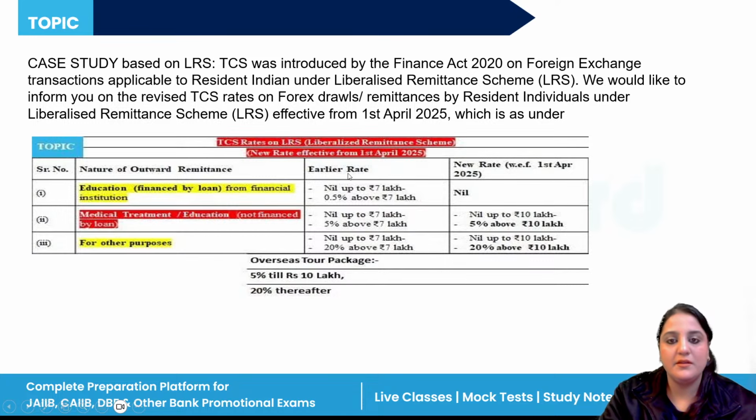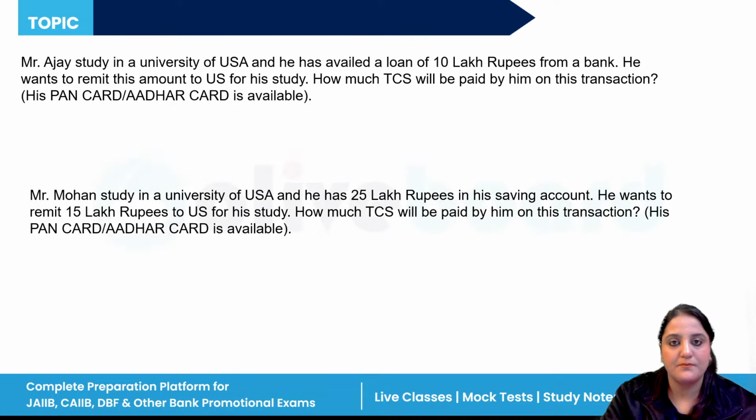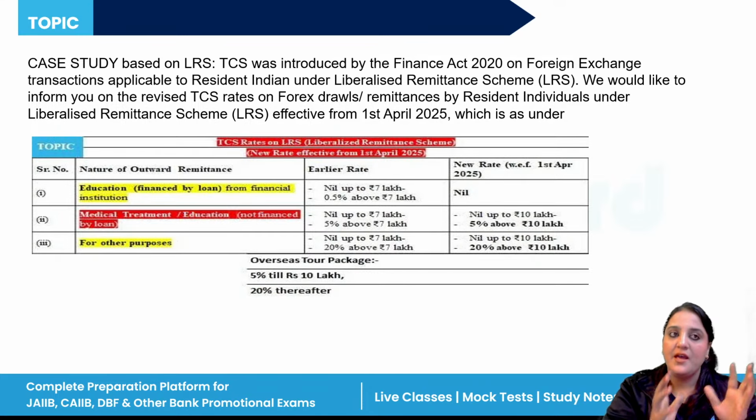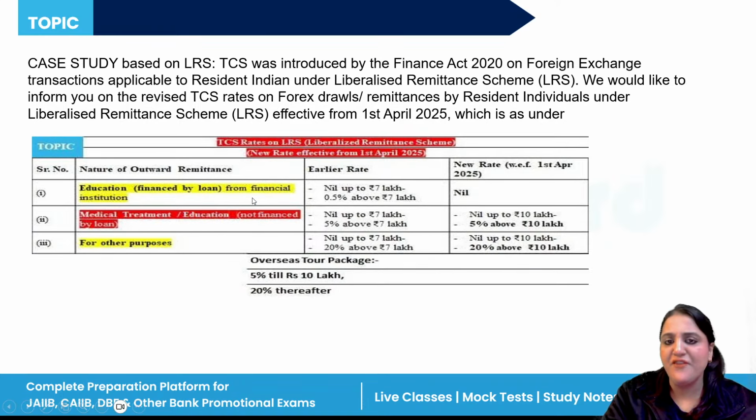Now, there is a case study on the Liberalized Remittance Scheme. As you know, it is effective from 1st of April 2025. If I give you the overview of this, education which is financed by loan from any financial institution, that is nil up to 7 lakh, right? And 0.5% above 7 lakh would be deducted. But this is the earlier rate.